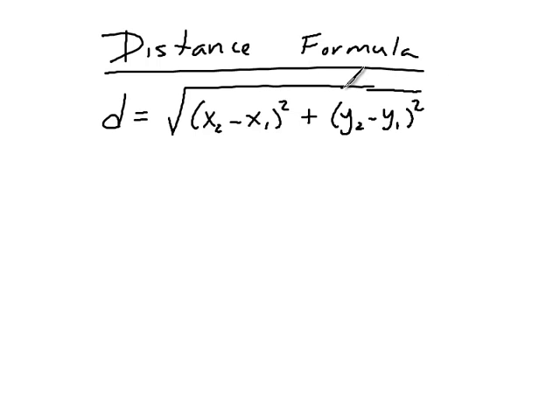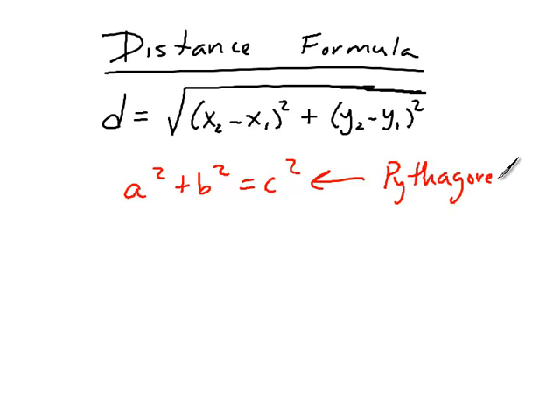It's d equals the square root of x2 minus x1 squared plus y2 minus y1 squared. And I'm just going to talk to you a little bit about what this is. This looks a lot like a squared plus b squared equals c squared, which is the Pythagorean theorem. So the way that you derive or come up with a distance formula is using this guy, and then we just solve for the hypotenuse, the c.